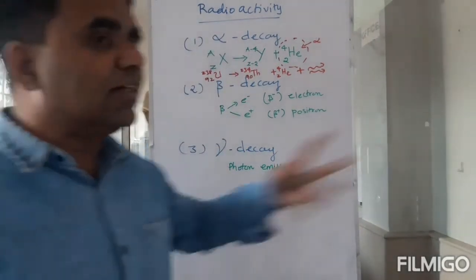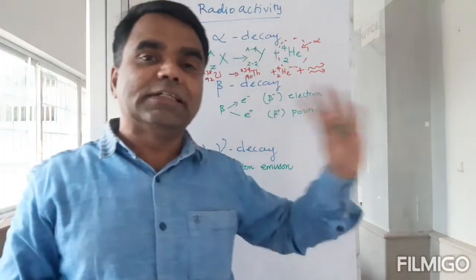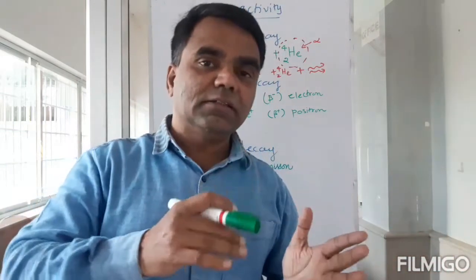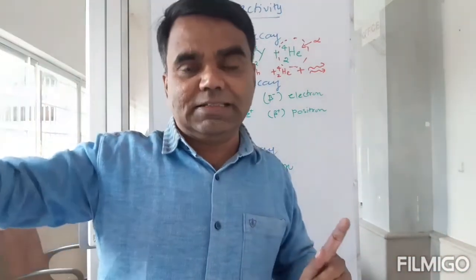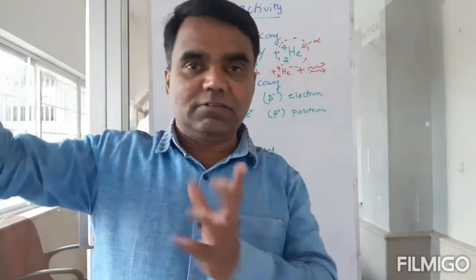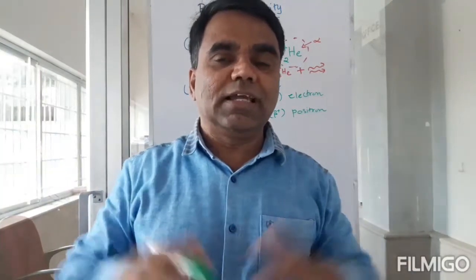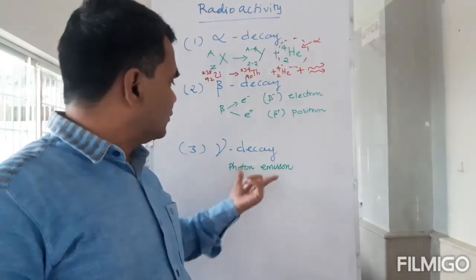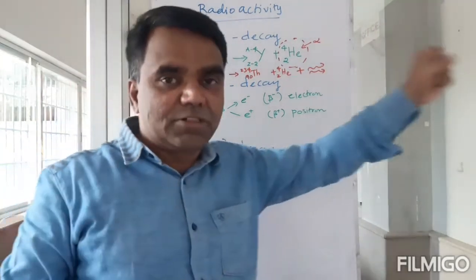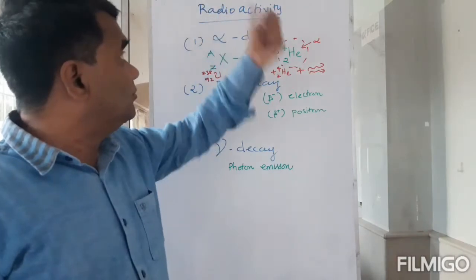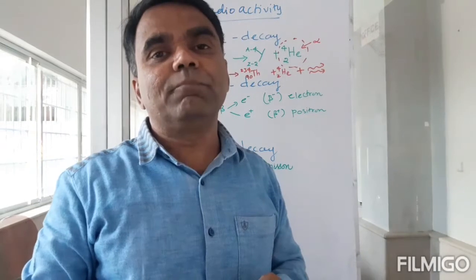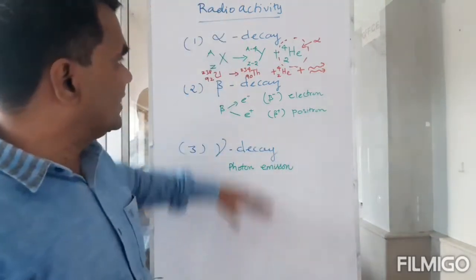Gamma rays, we know, are electromagnetic radiation. We saw that, right? First you have infrared, then visible light, then ultraviolet, then X-rays, and then gamma rays. Gamma rays are called high energy photons. This is light, very high energy light. So this can also be emitted when radioactive materials decay. So these are the three types.